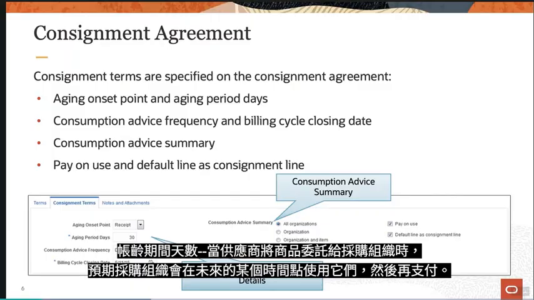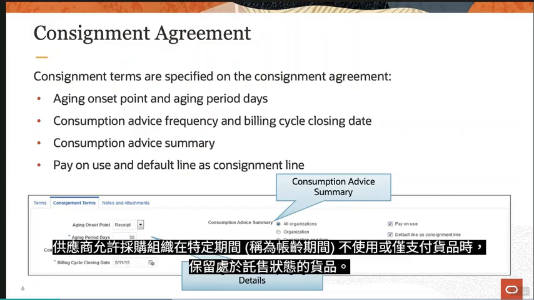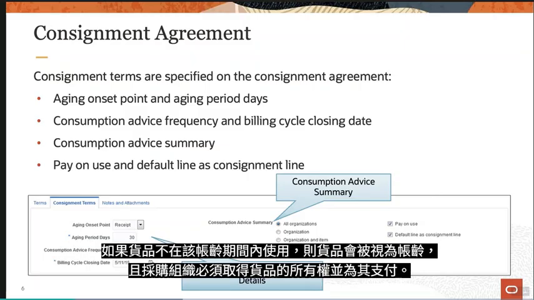When suppliers consign goods to buying organizations, the expectation is that the buying organization will use them at a certain point in the future and subsequently pay for them. The supplier will allow the buying organization to hold the goods in a consigned state without using or paying for the goods only for a certain period of time, which is called the aging period. If the goods are not used within that aging period, then the goods are considered aged and the buying organization has to take ownership of the goods and pay for them.